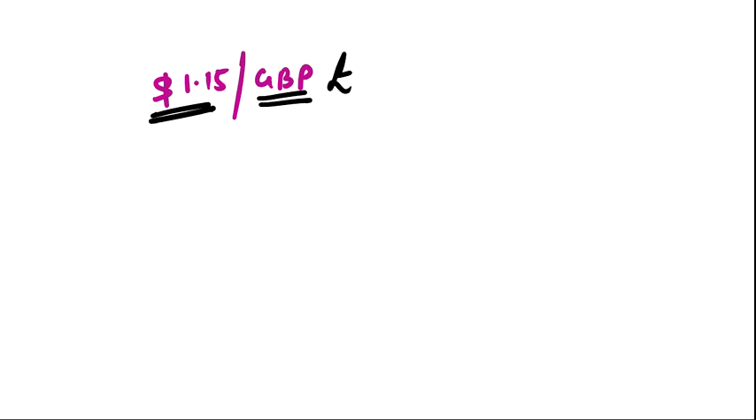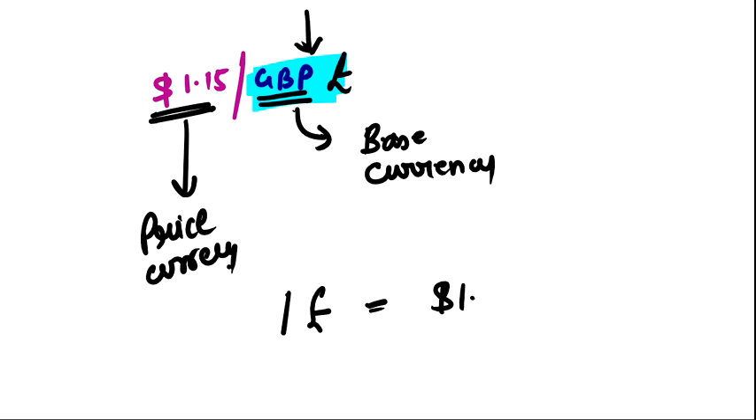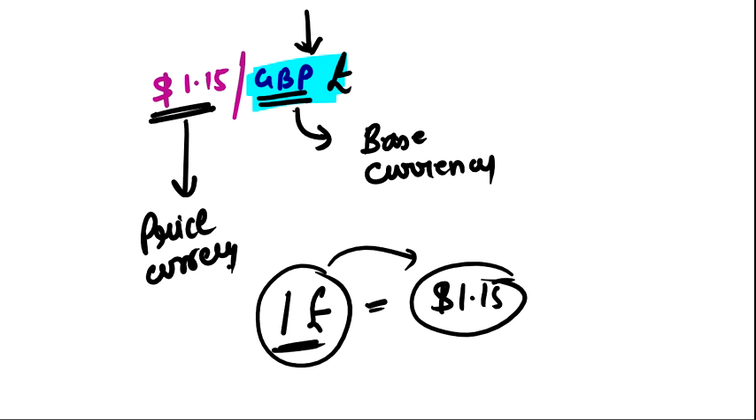1.15. Also, always consider this as your base currency, and this is your price currency. So always focus on this: 1 pound is equal to $1.15. This is the price of 1 pound. $1.15 is the price of 1 pound. Always read it like this, and half of your problem will be solved.